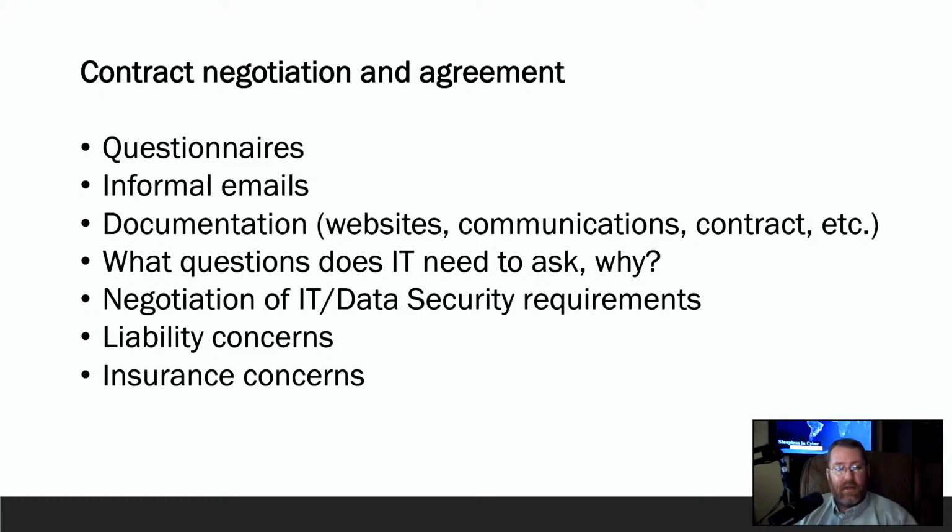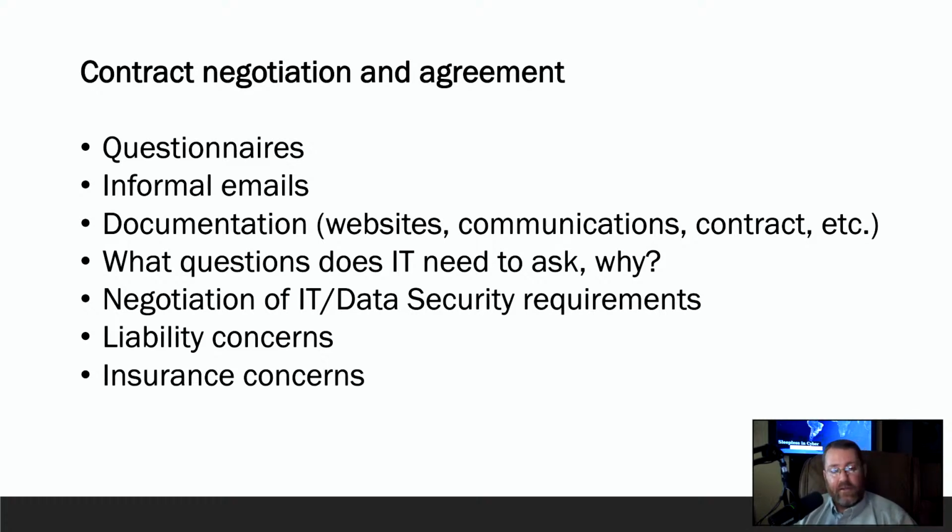Perfect example, you should require that your vendor requires multi-factor authentication for any services that involve your data. If they're logging into the system, logging into a computer that has it, they should all be MFA. So that's an example of what the IT and data security requirements are.